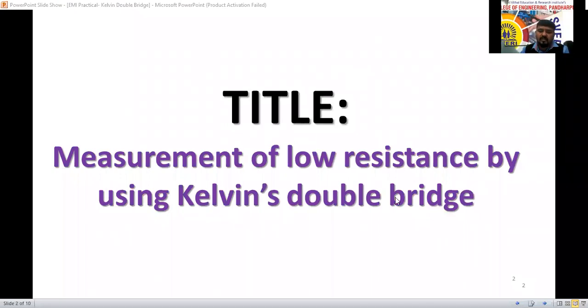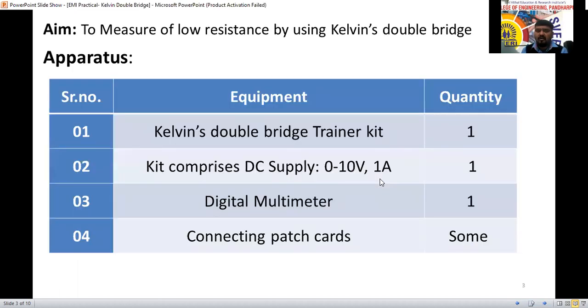Kelvin has derived two bridges here, one inside the other. Based on that, the name came for the measurement of low resistance. We are going to use the Kelvin double bridge here. So the aim of this experiment is to measure low resistance by using the Kelvin double bridge. To perform this experiment, the main thing required is the Kelvin double bridge kit.